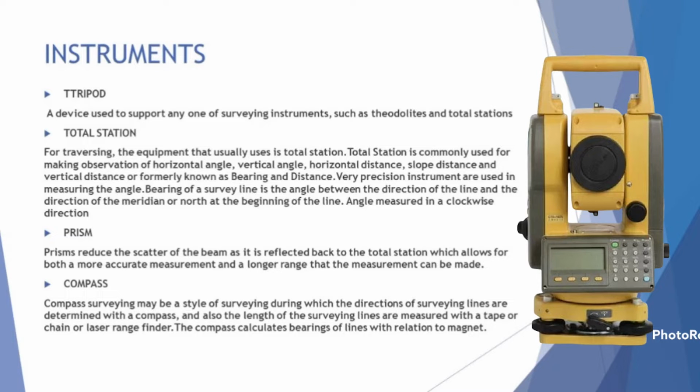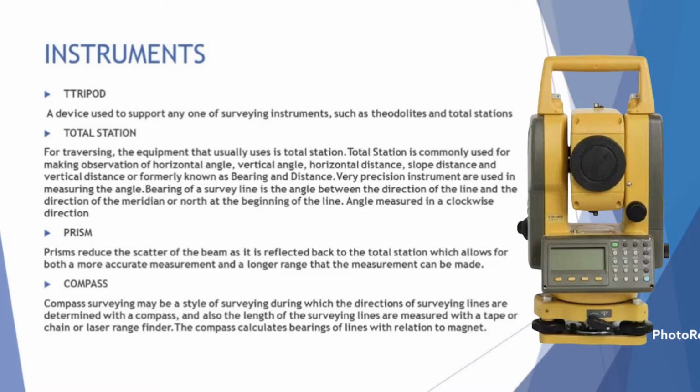Total station is commonly used for observation of horizontal angle, vertical angle, horizontal distance, slope distance, and vertical distance, or formerly known as bearing and distance. Total station is a very precise instrument used in measuring the angle.